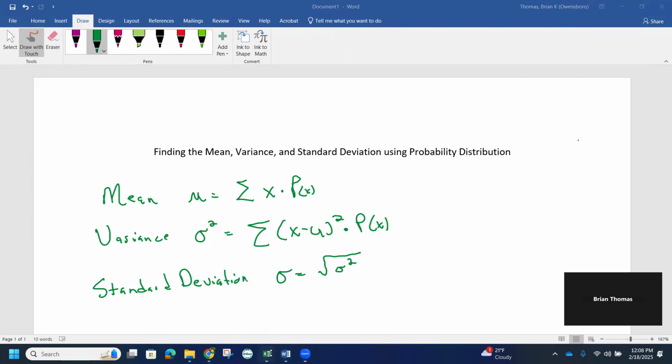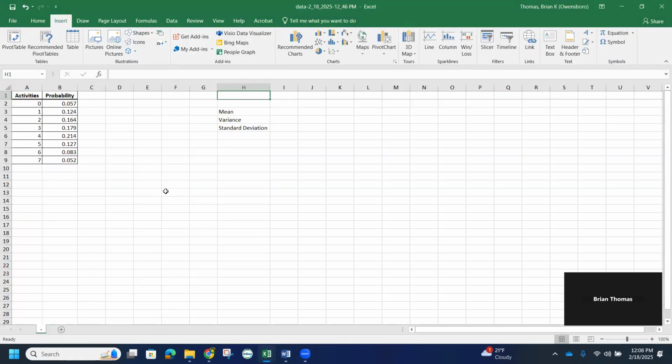So if I go to Excel, our activities are 0, 1, 2, 3, 4, 5, 6, and 7. And then these are the probabilities of each one of those activities happening. So to find the mean, basically you have to multiply x times p of x. So I can make a little formula up here, x times p of x. So let's see some parentheses there.